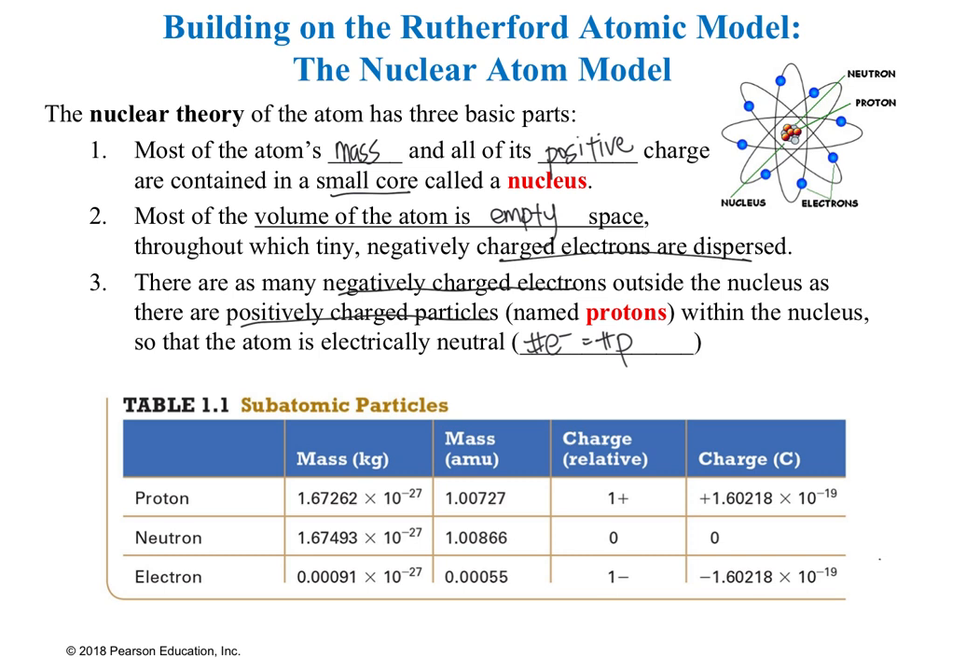atom. Here's a little review of their masses. This is the mass of these particles in kilograms. Notice the mass of proton and mass of neutron are very similar. And then electrons are about 10,000 times smaller. No, 10,000, yeah. And then here are their charges, relative charges to each other, and then the actual charges in coulombs.